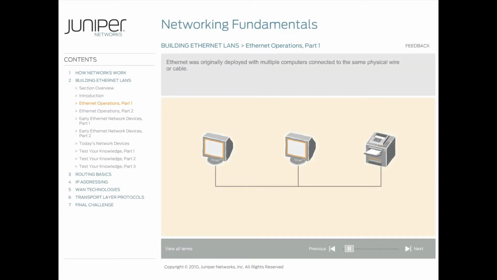Ethernet was originally deployed with multiple computers connected to the same physical wire or cable. This physical network topology, or layout, is called a shared bus, meaning that when one computer transmits data, all other devices on the shared bus or network segment receive it. If there is a break in the cable, devices can no longer communicate.